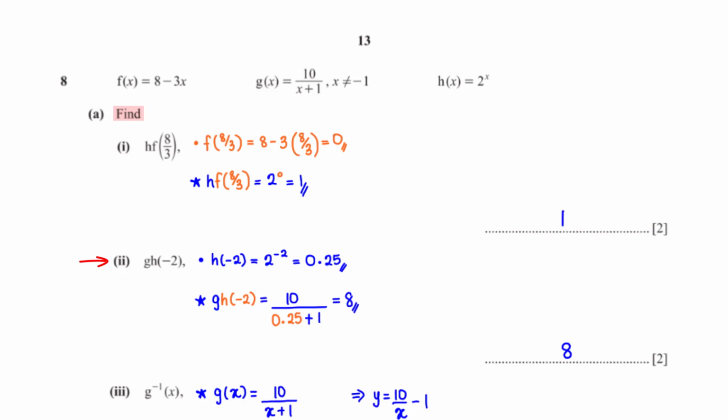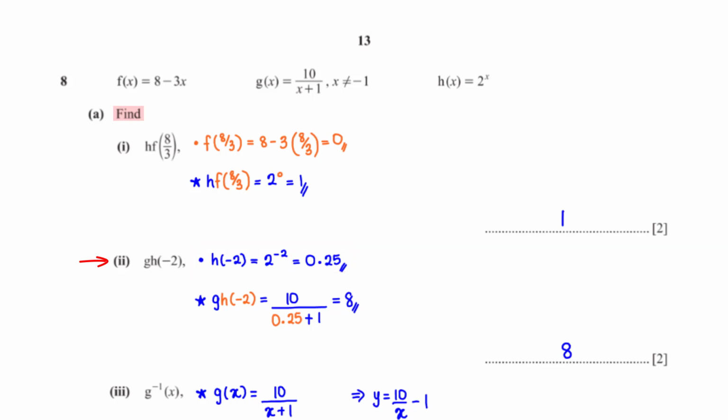Find g of h of negative 2. First, let's find h of negative 2. To get h of negative 2, we replace x in h of x with negative 2. This gives us 2 raised to the power negative 2, which is equal to 0.25.